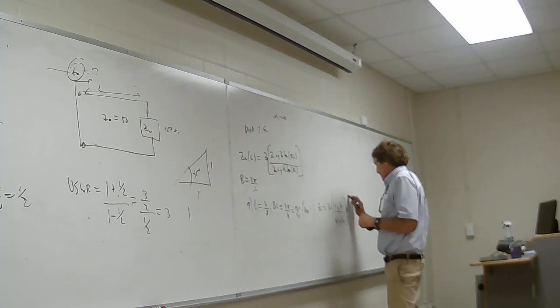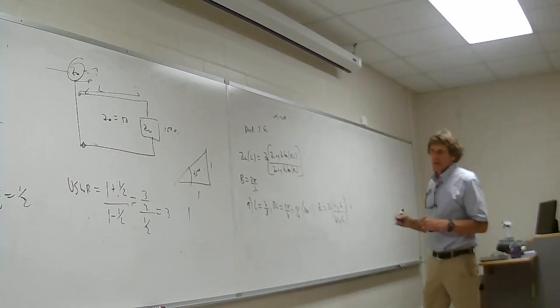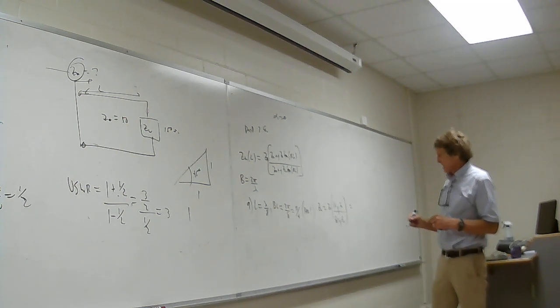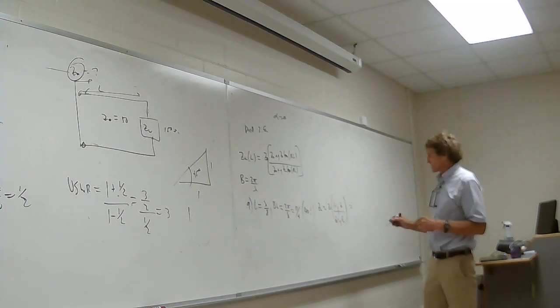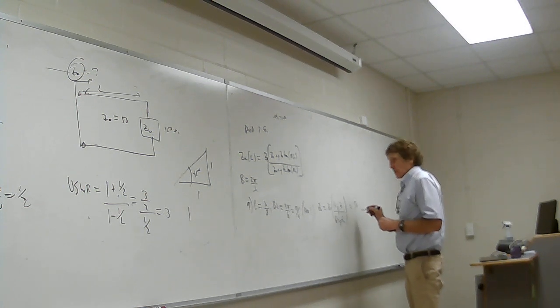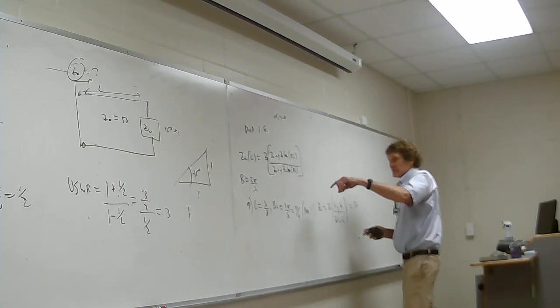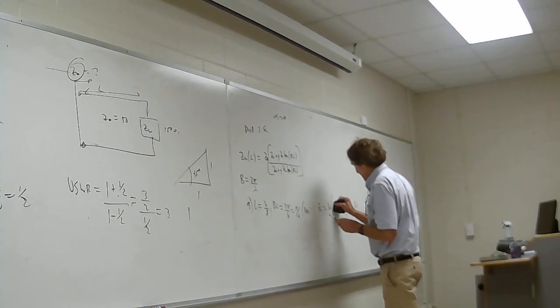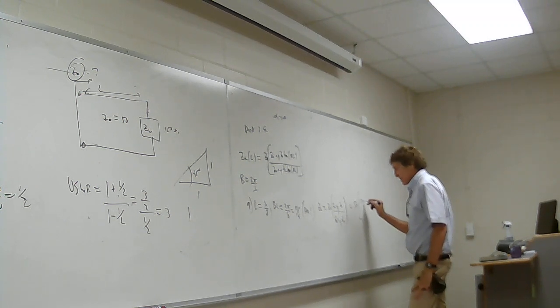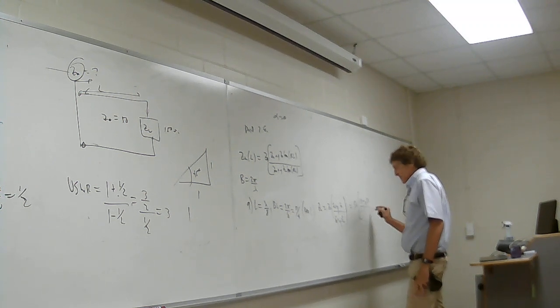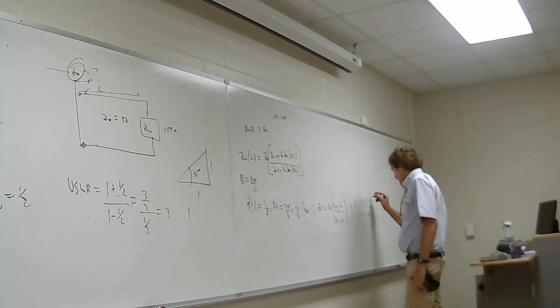Now put down the values. Z naught is 50, right? Oh, I'm sorry, I messed up. This is ZL. My bad. So this is going to be 50 times (ZL, which is 150, plus j50) over (Z naught, which is 50, plus j150), correct?